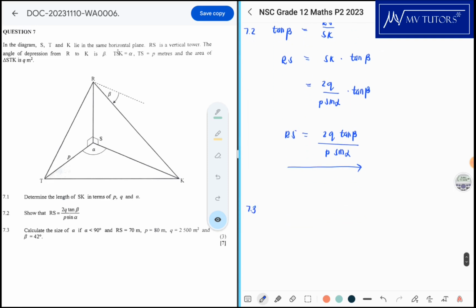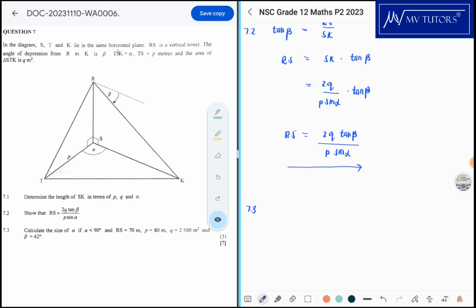And the last question for question 7 is 7.3. It says calculate the size of alpha, if alpha is smaller than 90 degrees and RS is 70 meters, P is 80, Q is 2,500 meters squared, and beta is 42 degrees. Okay, so we're looking for alpha.